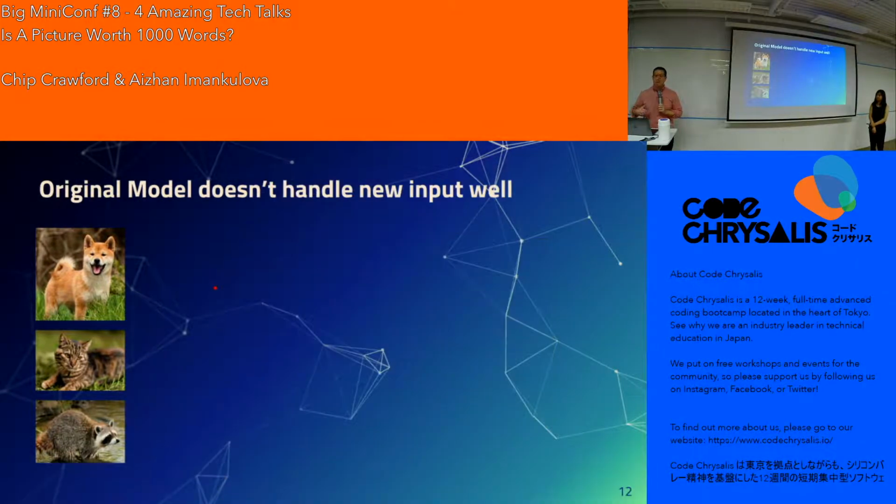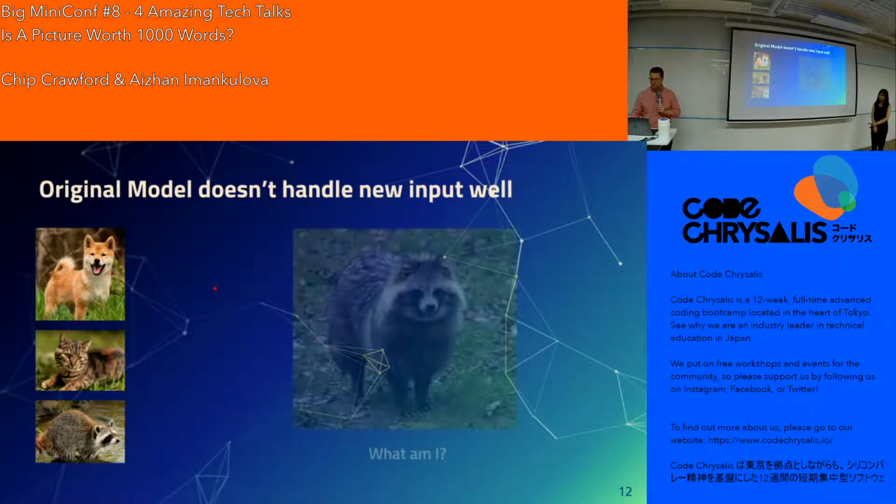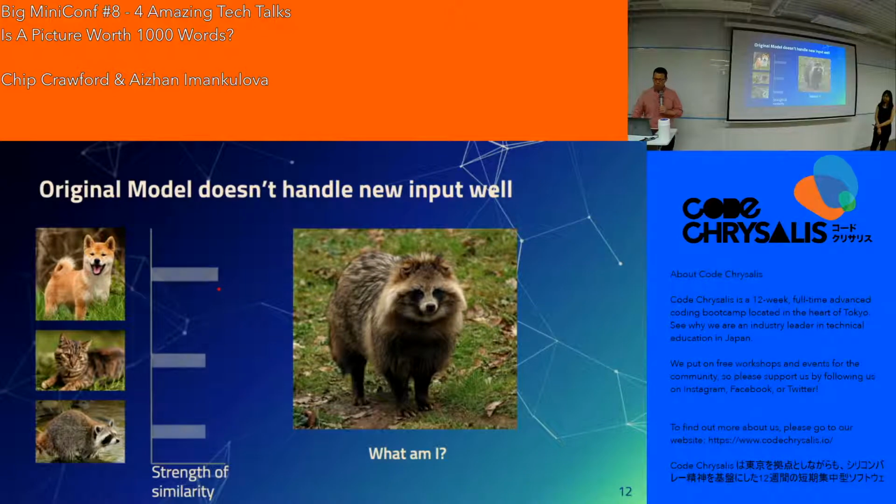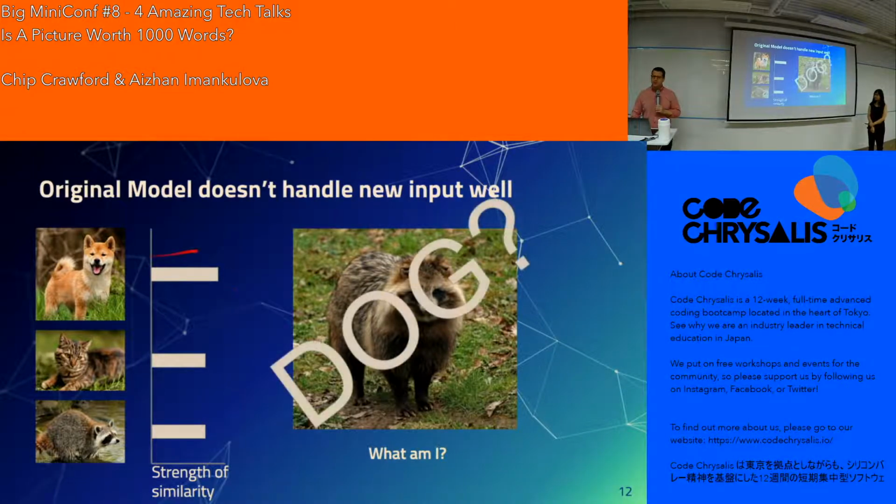Now, if you present it with something that falls outside of those 3 categories, in this case, a tanuki, the model isn't going to perform well. It hasn't been trained to do that, right? So it'll say this creature looks a bit like a dog and a bit like a cat and a bit like a raccoon. And it'll say it's a dog because that's the strongest measure it has, but it won't be very confident, and we know that this isn't an accurate assessment.